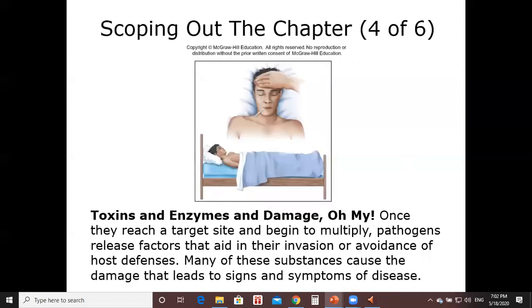Then we're going to talk about the toxins and enzymes and the damage that they actually cause. So once they reach a target site and begin to multiply, pathogens release factors that aid in their invasion or avoidance of host defenses. Many of these substances cause the damage that leads to signs and symptoms of disease.